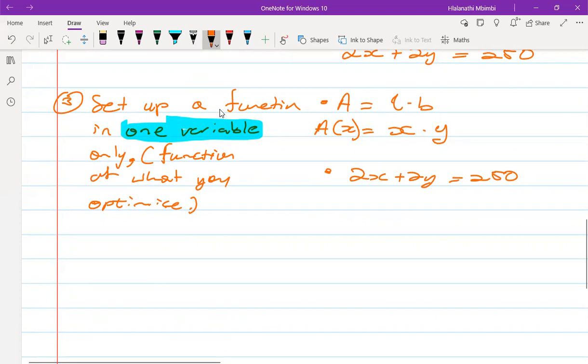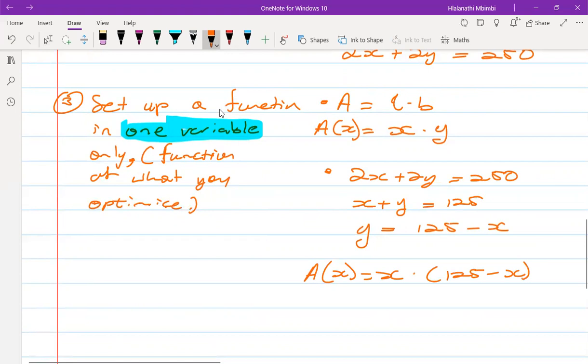Now you have that y there, so you need to write that y in terms of x, which you are able to do. You can divide throughout this equation by 2. You'd have x plus y is equal to 125, and then your y is equal to 125 minus x. Therefore, if you substitute your y into that function of x, you're going to have something like this. So this is the function that you would like to optimize.